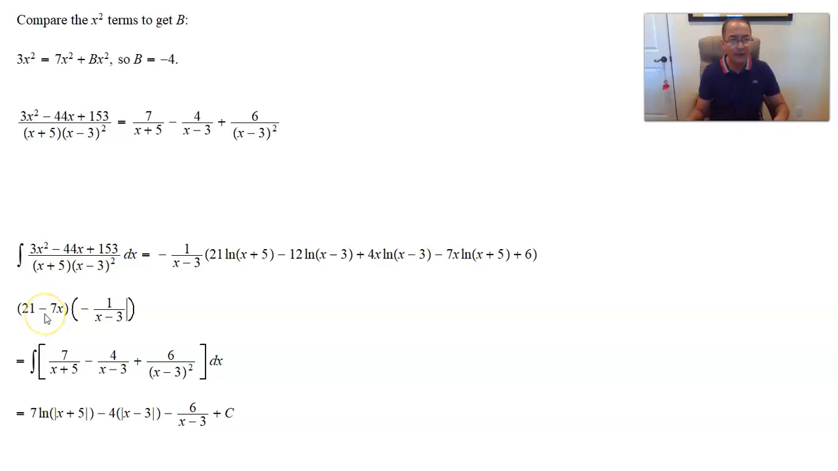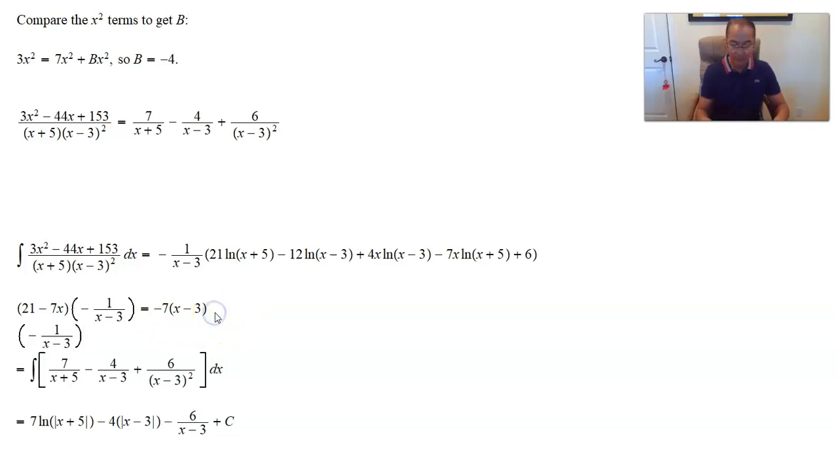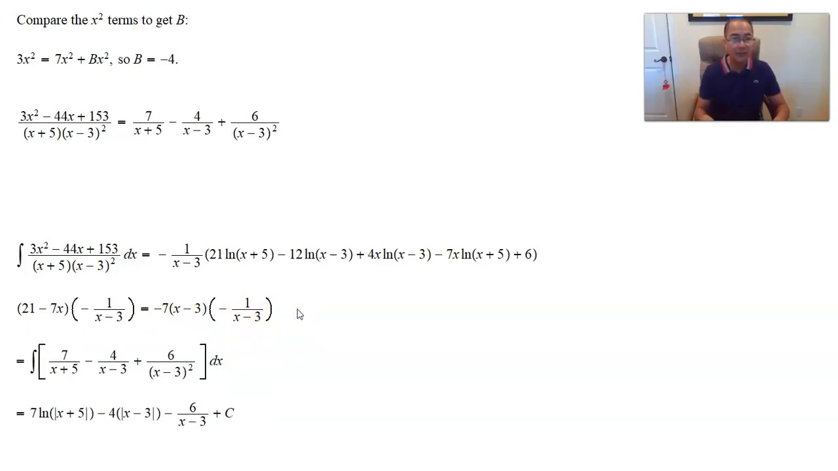I don't know why it does this. So we can obviously factor out a 7 here, or better yet, a negative 7, and then that will be times x minus 3, right? And then multiply by negative 1 over x minus 3. So the minuses cancel out, and we will get positive 7. The x minus 3s cancel out. So that's exactly what we have: 7 ln of x plus 5. That's what they have in common. Okay, so it looks like our answer is also correct.